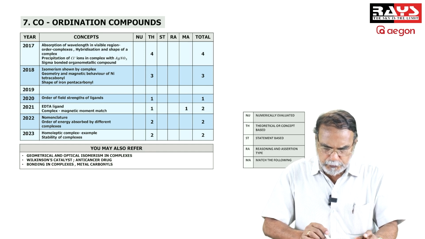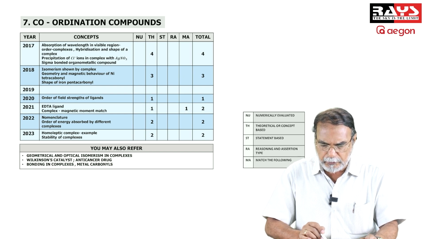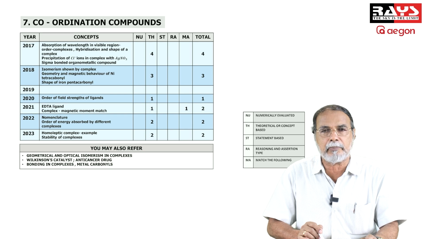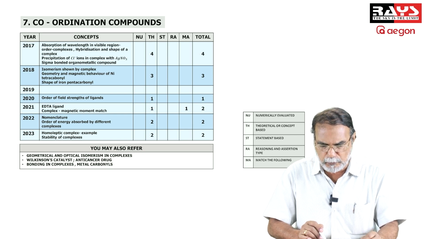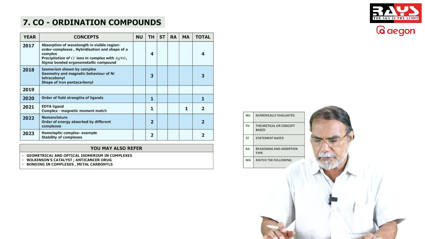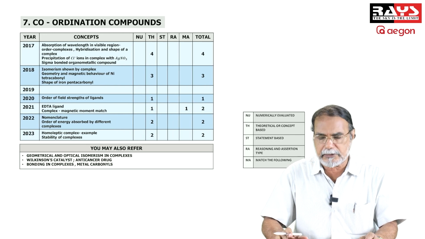Okay, then in 2022 there was a question on nomenclature and a question on the order of energy absorbed by different complexes. And in 2023, last year, the question was about homoleptic complexes. There are complexes given and you are asked to identify which is a homoleptic complex. Okay, and then there was a question on the stability of complexes.